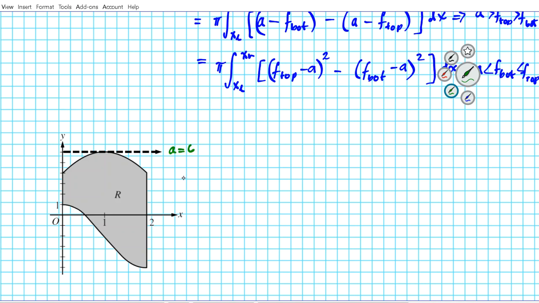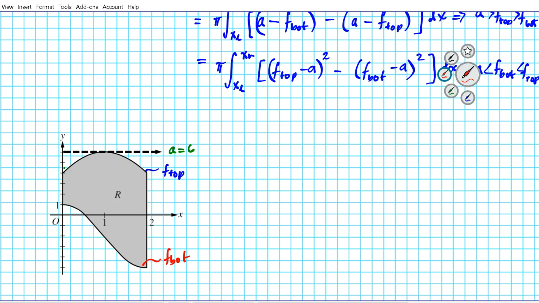We need to know the top and the bottom function. It is configured vertically, so this is going to be the one above. This is f top right here. I'm going to color code it so you can see exactly what's going on. And then this guy right here is f bottom. So what are the outer and inner radii? That's the question. Let's find the outer radius first.